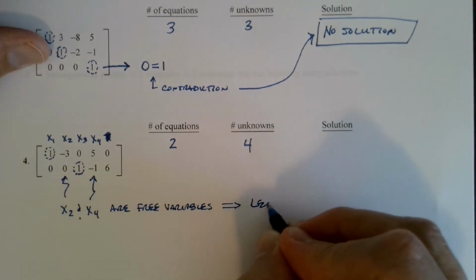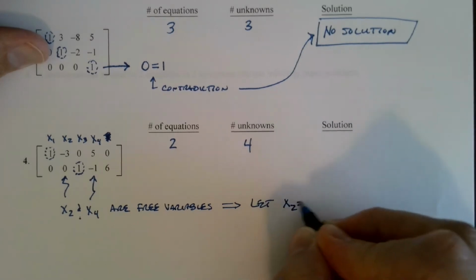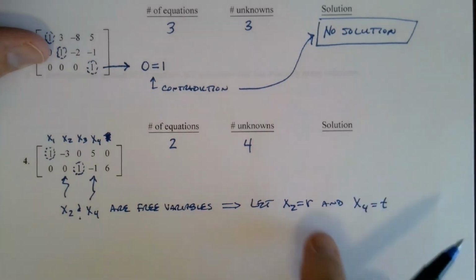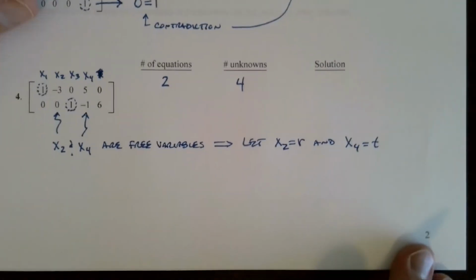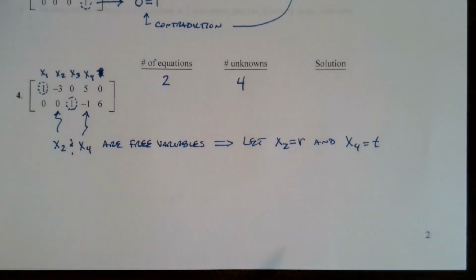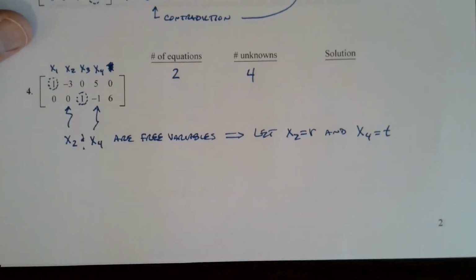So maybe I let x of 2 equal r and x of 4 equal t. Again, what you choose for your parameters can vary from what I have here. You can use s, u, v, w. Those are common letters that we use for parameters toward the end of the alphabet, excluding x, y, and z, because those are usually variables.